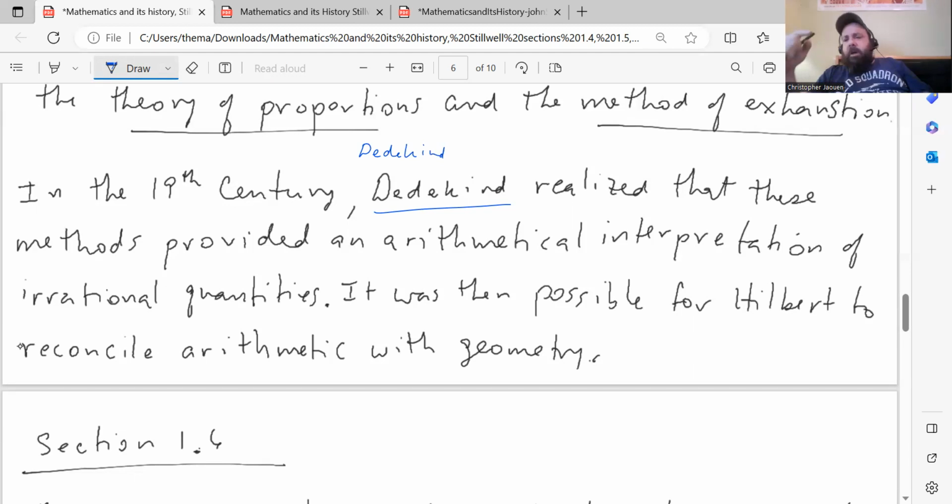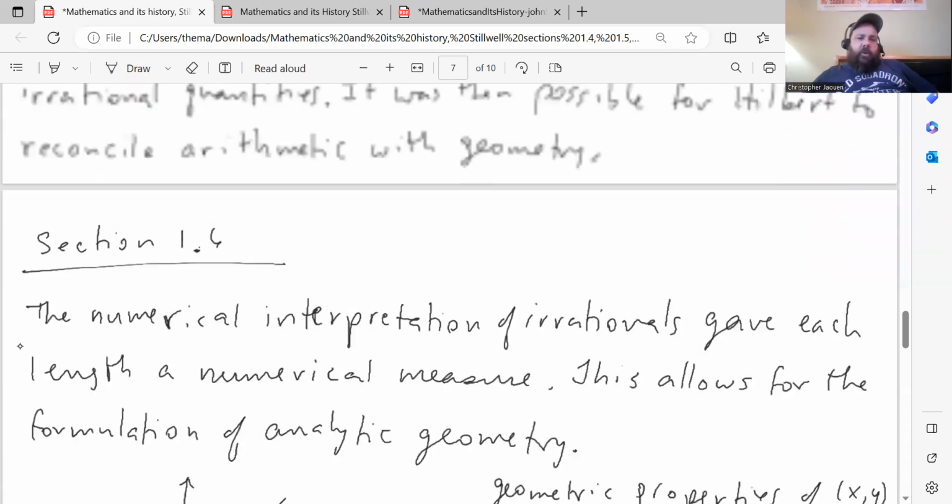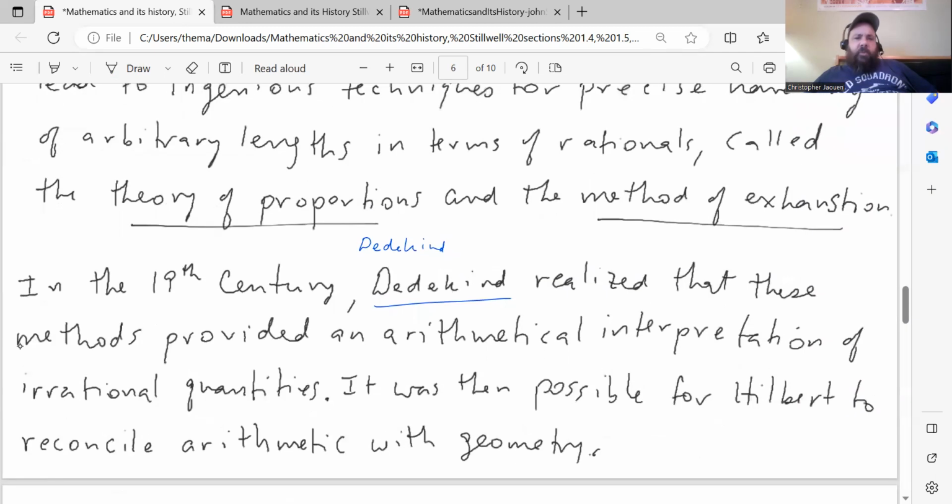I think even in Spivak, he does a construction of the real numbers in an appendix. So we'll do that eventually in Spivak. He does a construction of the real numbers using Dedekind cuts. So that's something that we'll actually go through together at some point in the future. So Dedekind gave an actual valid foundation to the real numbers, and that led to the reconciliation of arithmetic with geometry. All right, so before we go to section 1.6, let's do the exercises from this section 1.5.